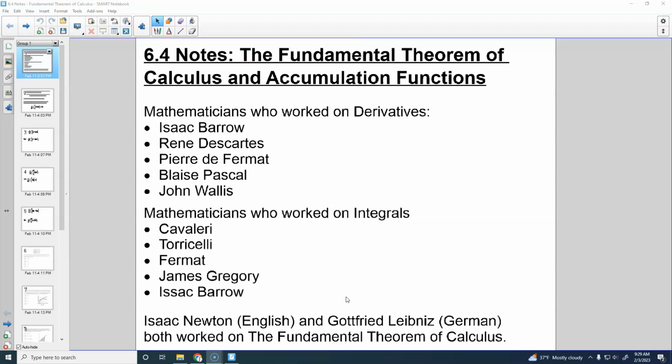I will say, with Leibniz, we use more of his notation. Newton's notation was much messier. I would love to see a copy of their actual work as it was published, because I'm pretty sure I would have a hard time understanding any of it, even though I understand calculus. The book showed a little bit of Newton's notation, and it was not anything we're familiar with because we don't use it. We use Leibniz's notation more.